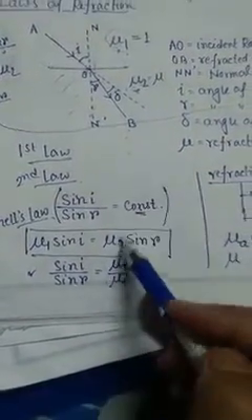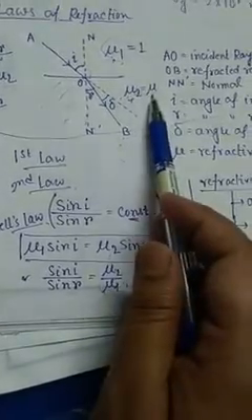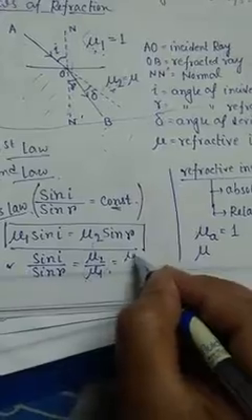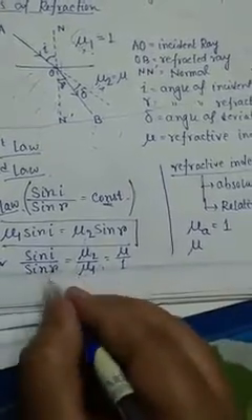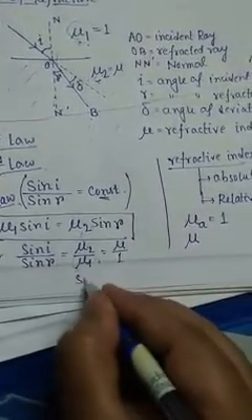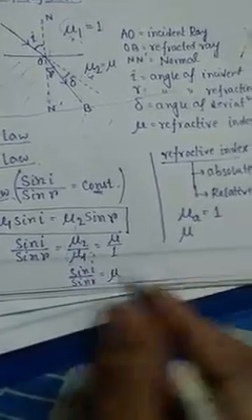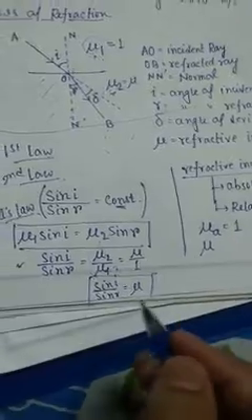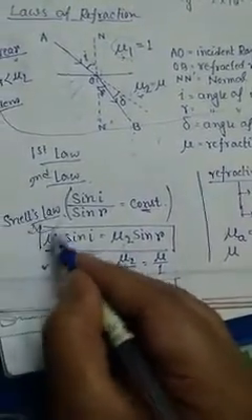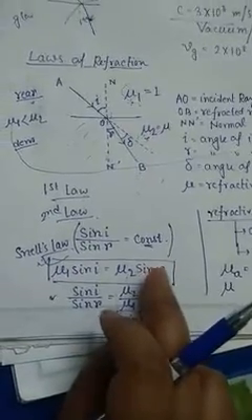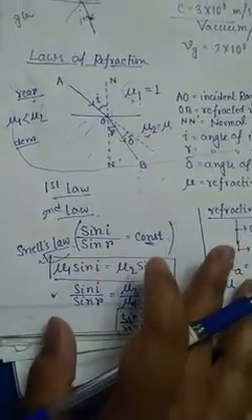So how will the formula change? Instead of mu2 we shall write mu, and instead of mu1 we shall write 1. So we can write mu by 1. So basically sin i by sin r equals mu. This is also a formula, but I suggest you remember this. It will be very easy to remember, and it will help you solve a lot of mathematics.